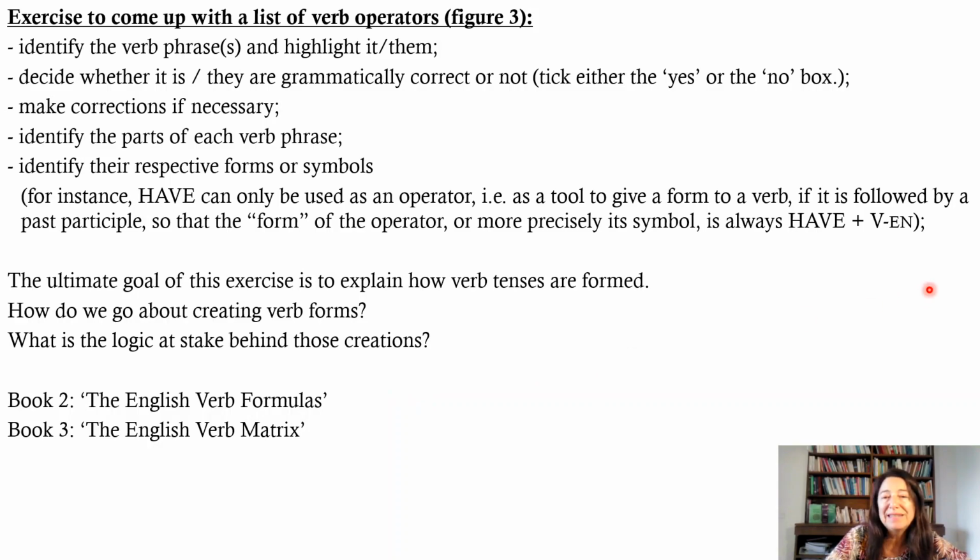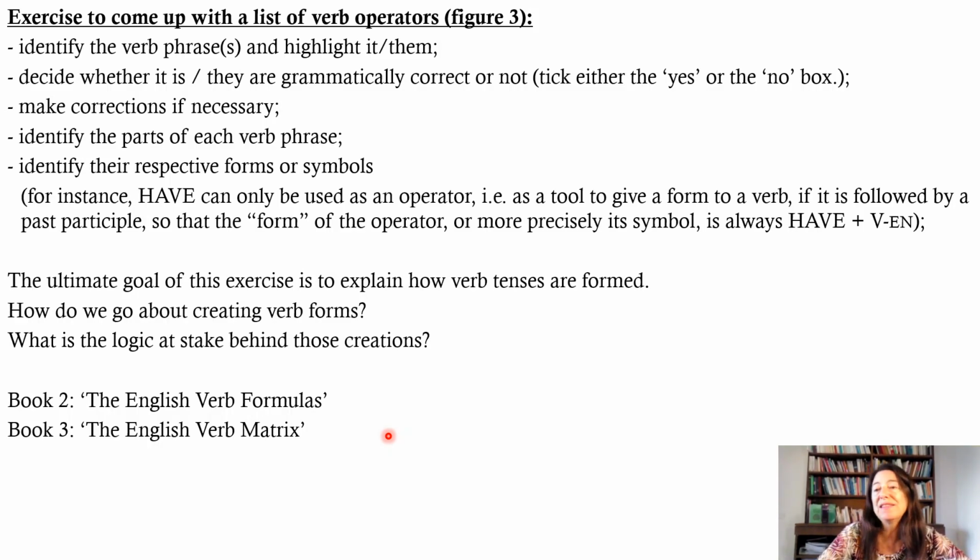And then we'll see that the different symbols that we will have come up with can combine to create verb formulas that all appear in the verb matrix, which deals also with the second part of the question of verb forms, which is the fact that in order to choose verb operators, you need to know what meaning they express. That's how you choose them.